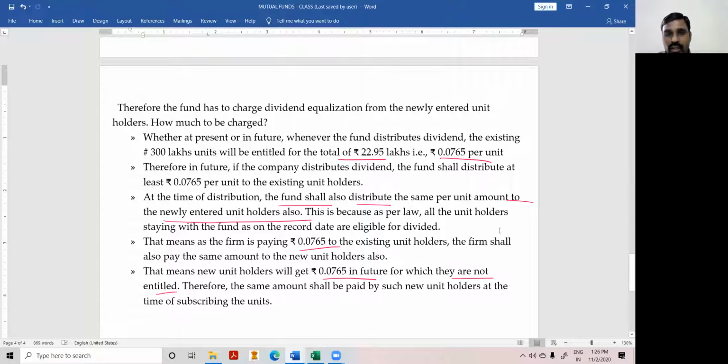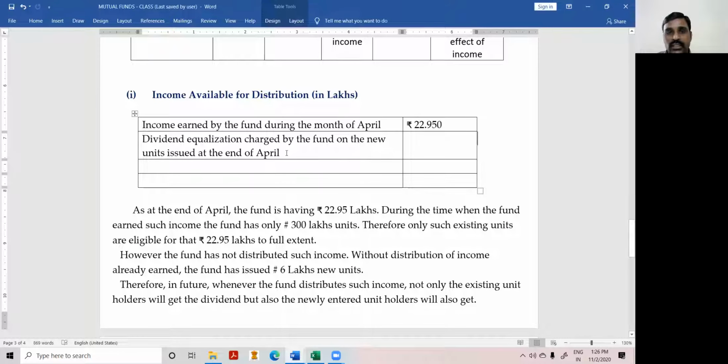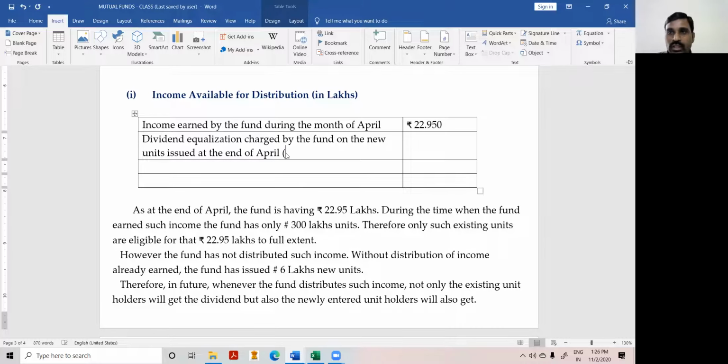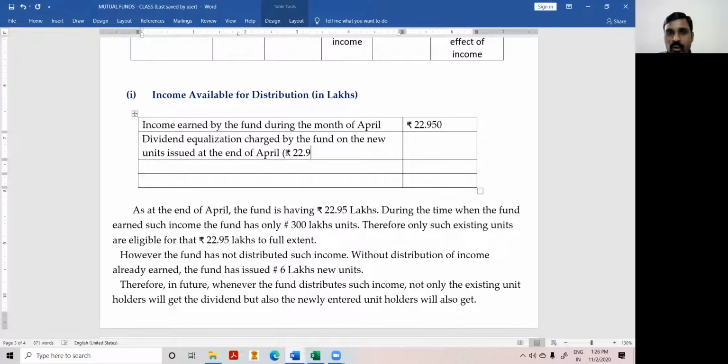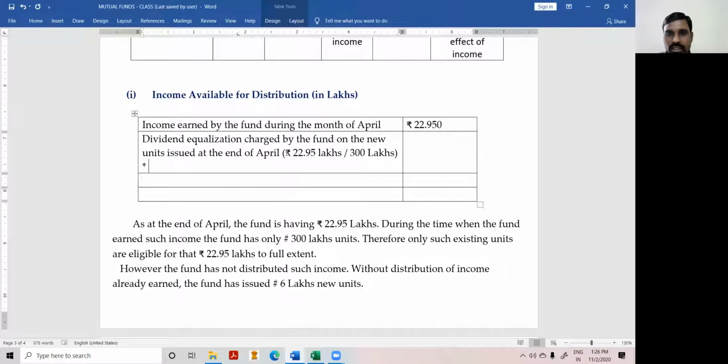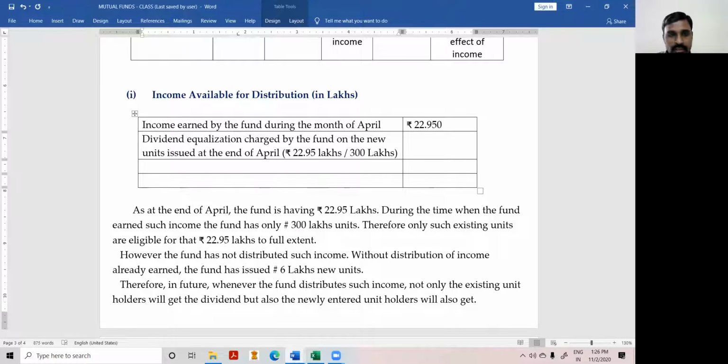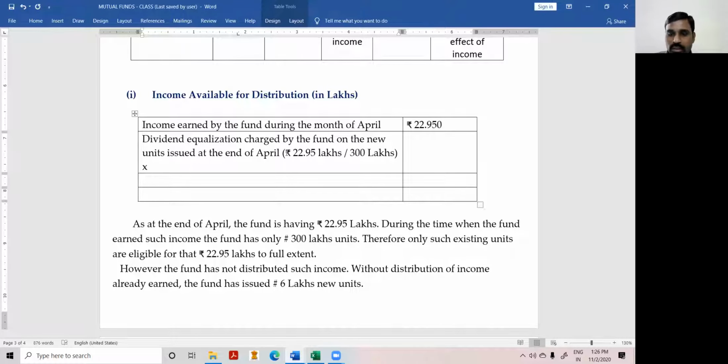So this is per unit. Therefore, total amount to be collected from the 6 lakh unit holders as dividend equalization charged by the fund on the new units issued at the end of April will be 22.95 lakhs divided by 300 lakhs, into 6 lakh new units issued. This is the point.